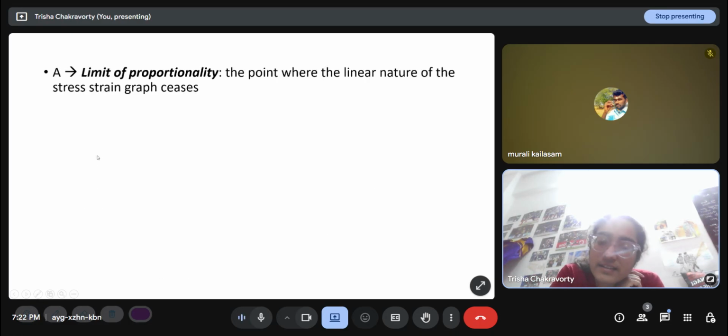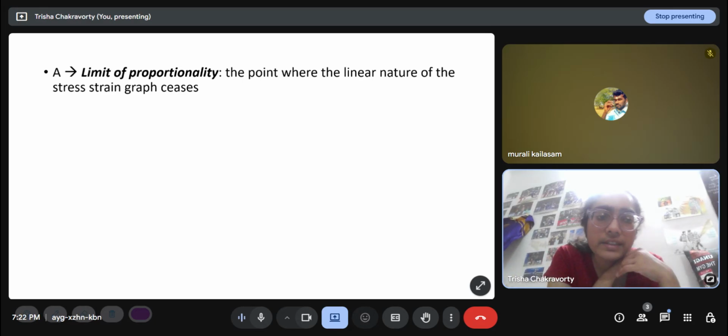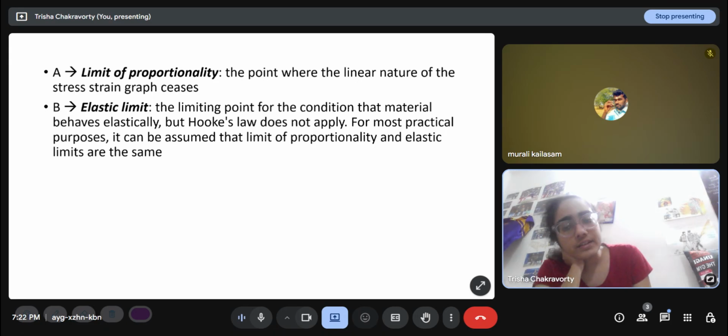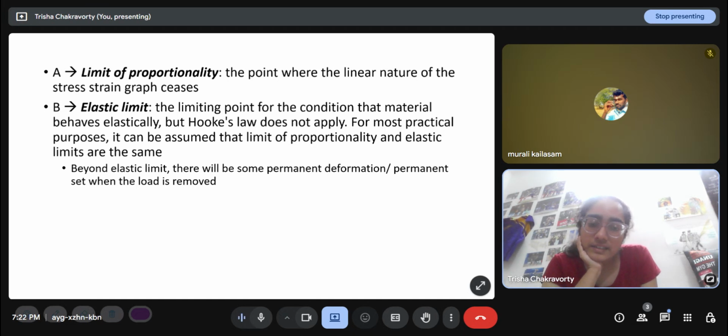So A is the limit of proportionality, the point where the linear nature of the stress-strain graph ceases. B is the elastic limit, the limiting point for the condition that the material behaves elastically, but Hooke's law does not apply. For most practical purposes, it can be assumed that the limit of proportionality and the elastic limit are the same. Beyond the elastic limit, there will be some permanent deformation or permanent set when the load is removed.